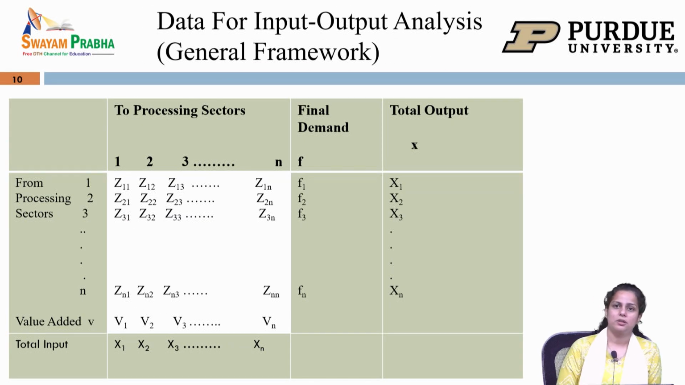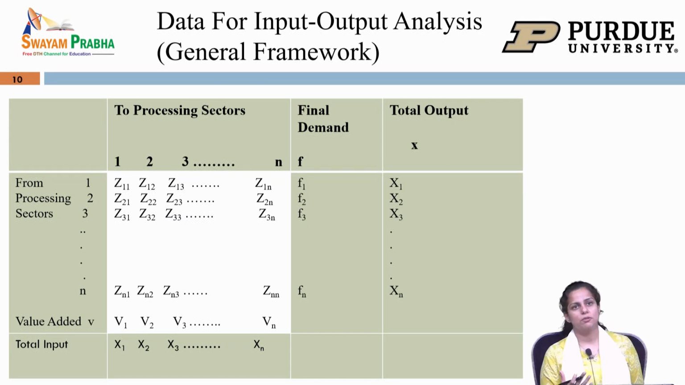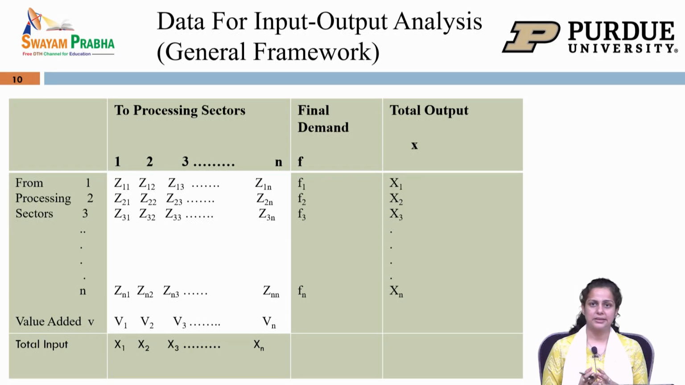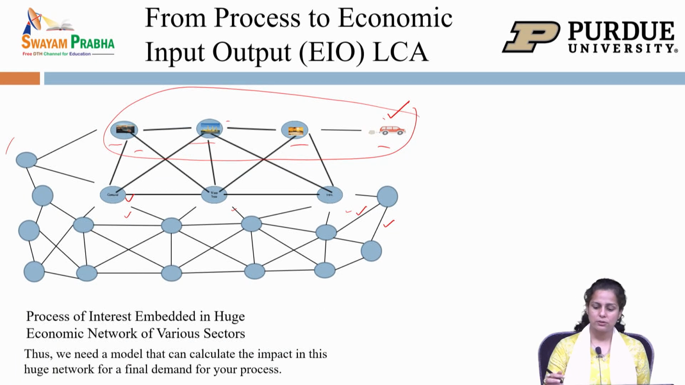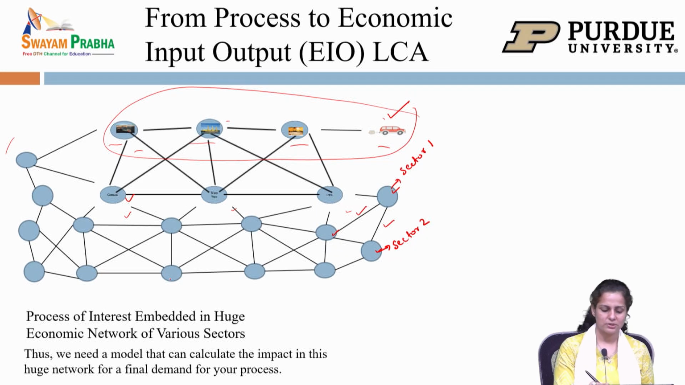So let's see what the input-output model is. We'll first look at the data structure where we put input-output analysis. As I said, in an input-output model, if you go back to this figure, each of these nodes is a sector. So this could be sector 1, this can be sector 2, and so on, up to sector N. And all of these edges are directed edges.